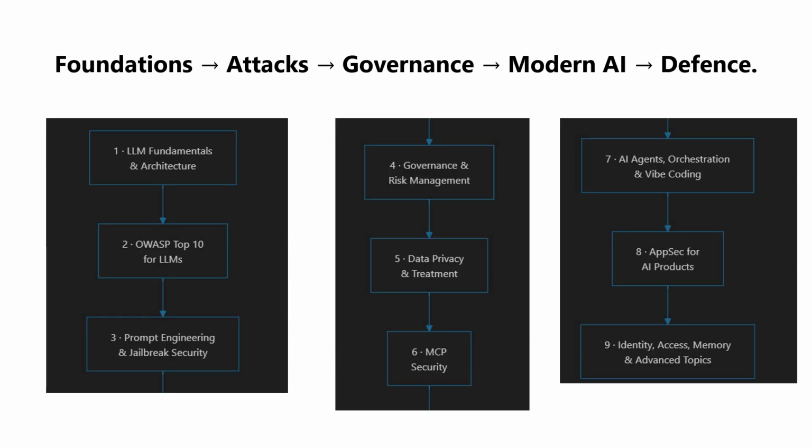So this is a high-level overview across foundation, attack, governance, modern AI, and defense aspects of AI security. We'll understand LLM fundamentals and architecture, OWASP Top 10 for LLMs, prompt engineering and jailbreak security, governance and risk management, data privacy and treatment, MCP security, AI agent orchestration, AppSec for AI products, identity and access, and advanced topics. So these are what we are going to cover.